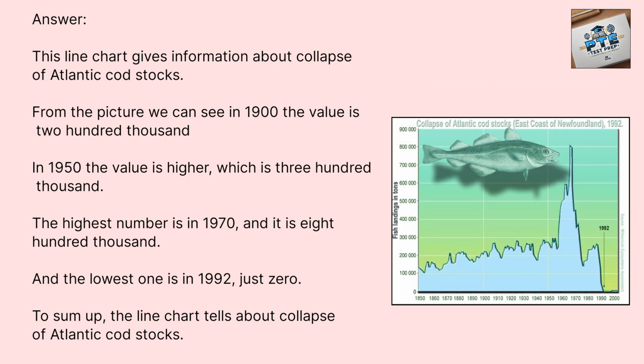This line chart gives information about collapse of Atlantic cod stocks. From the picture we can see in 1900, the value is 200,000. In 1950, the value is higher, which is 300,000. The highest number is in 1970, and it is 800,000, and the lowest one is in 1992, just 0. To sum up, the line chart tells about collapse of Atlantic cod stocks.